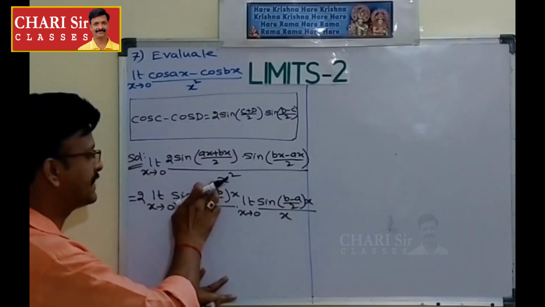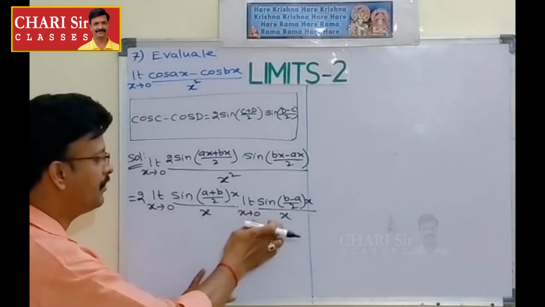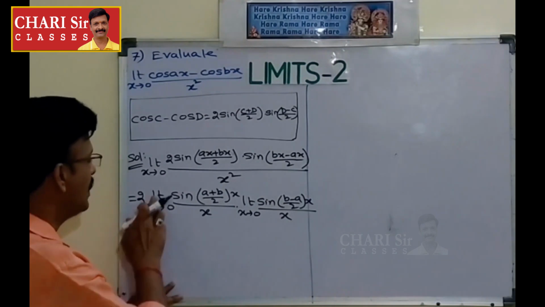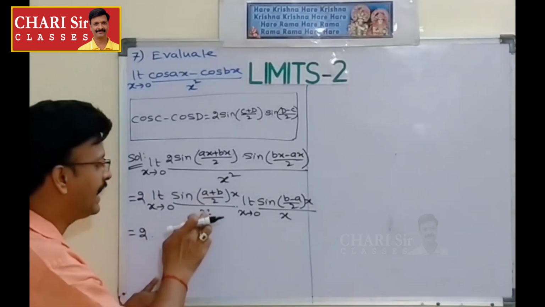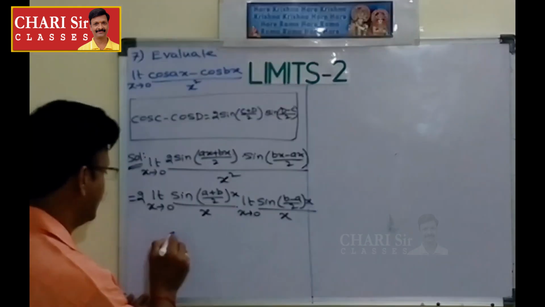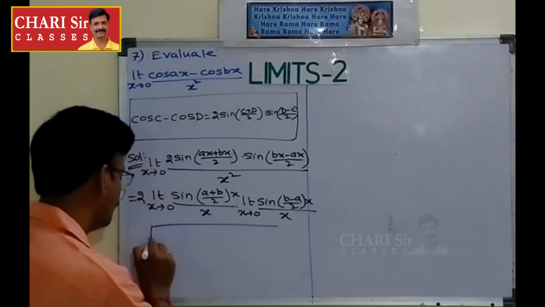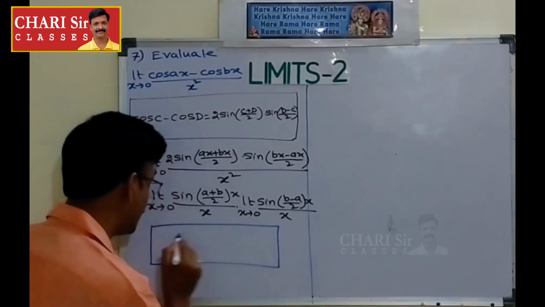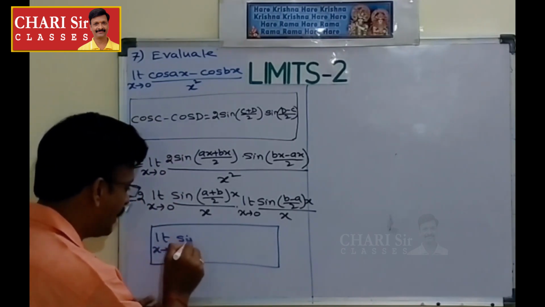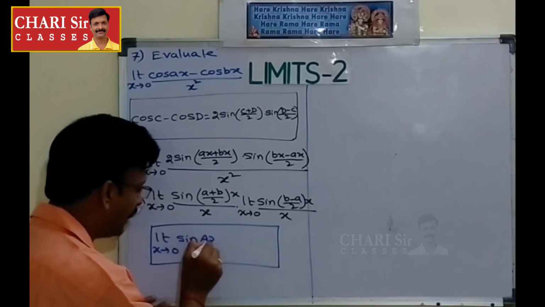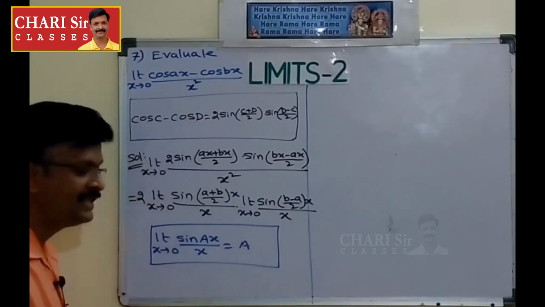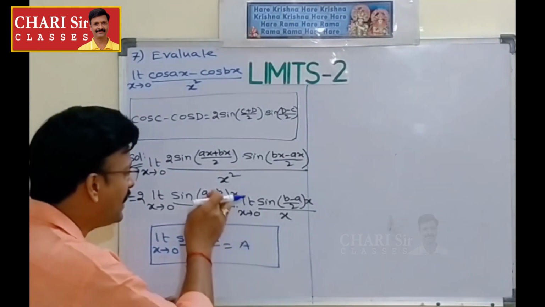Here x square we have written as x into x form. So now you can write 2 into limit x tends to 0 of sin ax by x. What is the standard limit? The standard limit for this is limit x tends to 0 of sin ax by x. What is the value of this limit? It is a. So here this capital A value is how much?